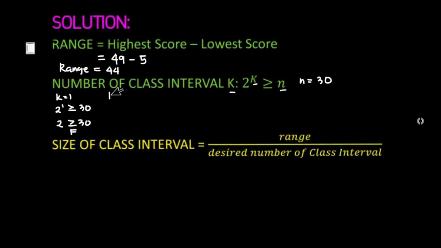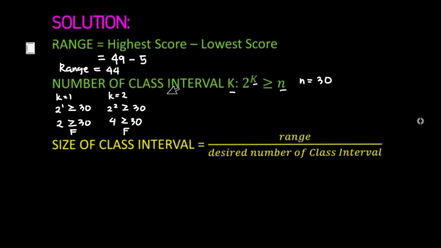Next, how about k is equal to 2? So, 2 squared, is it greater than or equal to 30? So, 2 squared means 2 times 2. Dalawang beses po natin makikita si 2 as a factor. So, 2 times 2 is 4. Is it greater than or equal to 30? False. So, lakihan na natin.